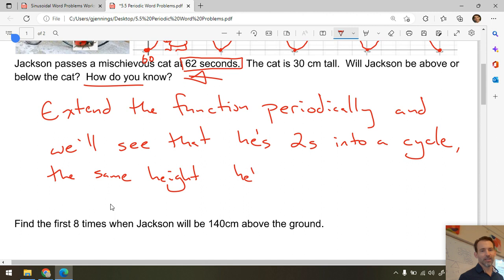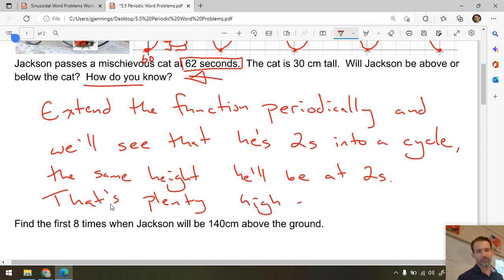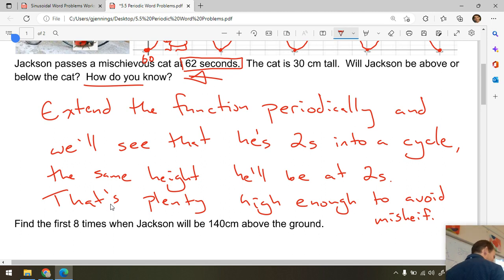He'll be at 2 seconds. That's plenty high enough. You don't pronounce the T, there's no E after it. No, it's clearly chat. To avoid mischief. No, the kids singing in French. Oh my god. Nobody's kids are like singing in French. Wasn't it beautiful? It was kind of cool. Yeah. All right. I was so confused.